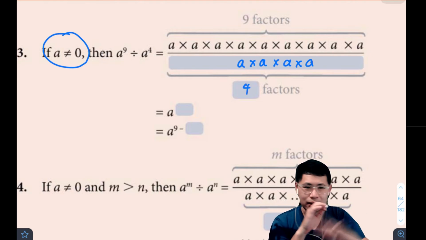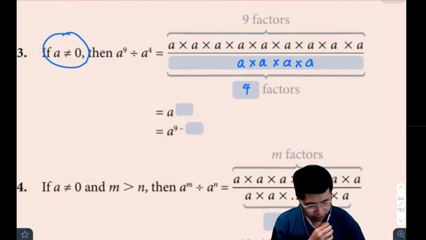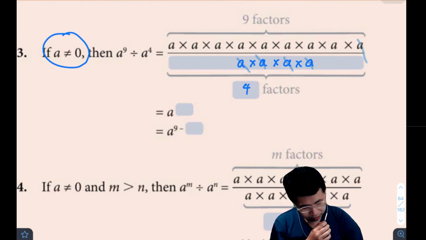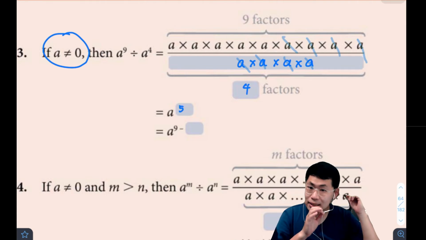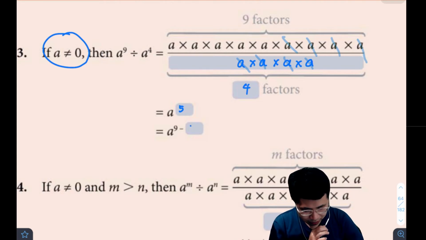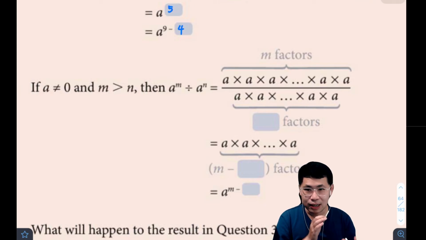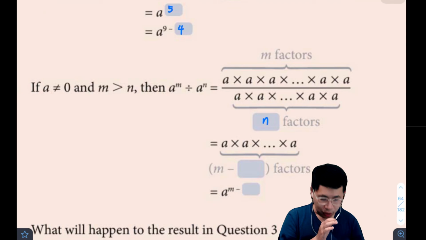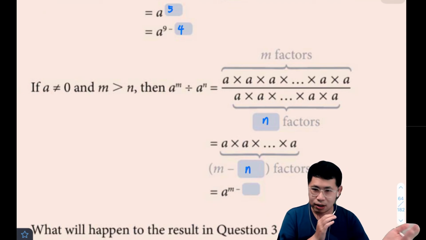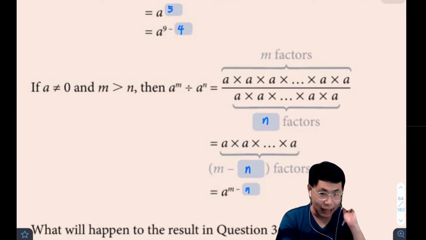Okay, so that aside, let us focus back onto the law. So the law is cancel 2, 3, 4, cancel 2, 3, 4, 4 of them. So we have 5 left, so it's a to the power of 5. So it is the same as a power 9 minus 4. So the overall effect is, when you have m factors on top and n factors below, you are going to get the difference of the factors. So the power would be a to the power of m minus n.